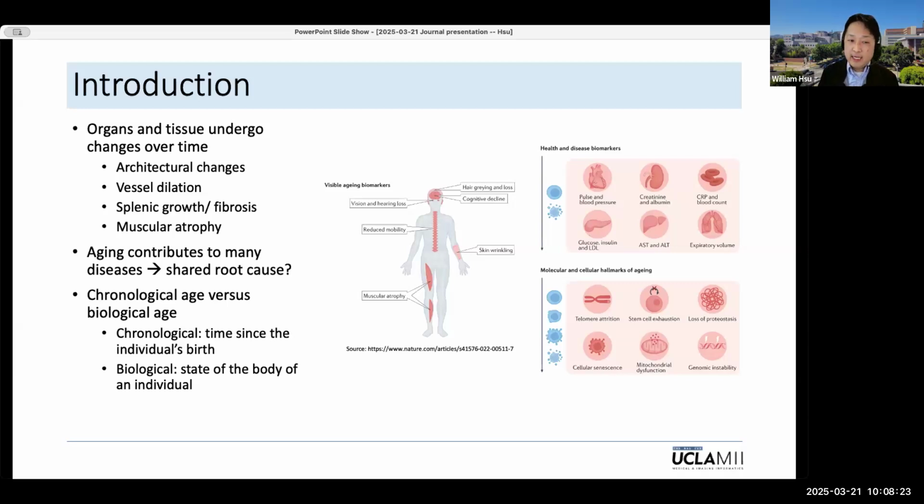We know that aging contributes to many diseases, and it could certainly be a shared root cause for these conditions. So one of the things that we are particularly interested in is, can we use imaging, just like how a lot of people are using molecular data, to predict this concept of biological age? Compared to chronological age, which is the time since an individual's birth, biological age is supposed to be capturing the state of the body of an individual at that time.